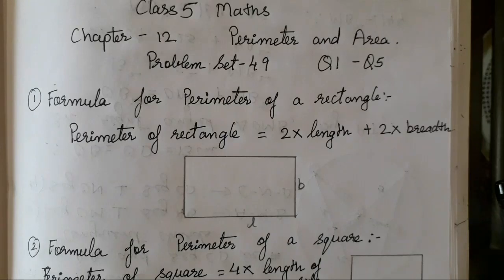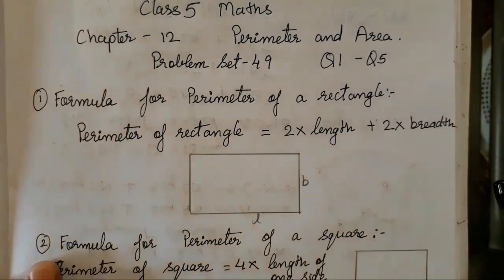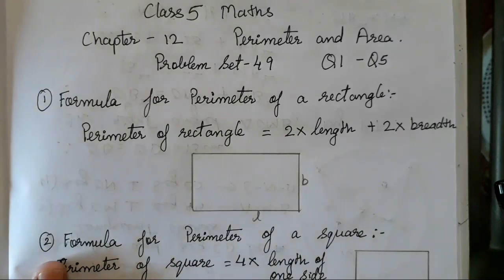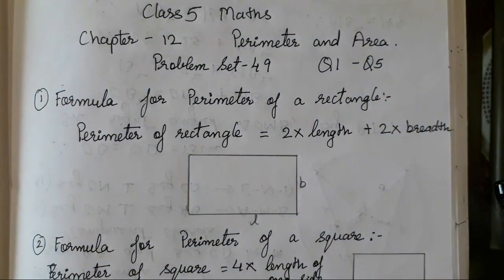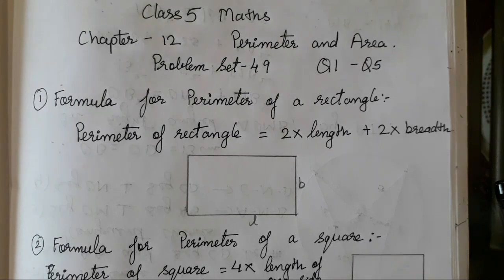Hello everyone. Today we are going to do class 5th maths chapter number 12, perimeter and area, problem set number 49. Questions 1 to 5 we will be covering in this video. The other questions I will cover in the next video.